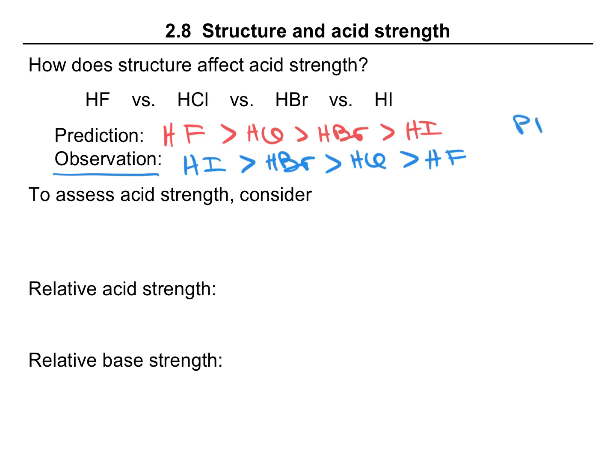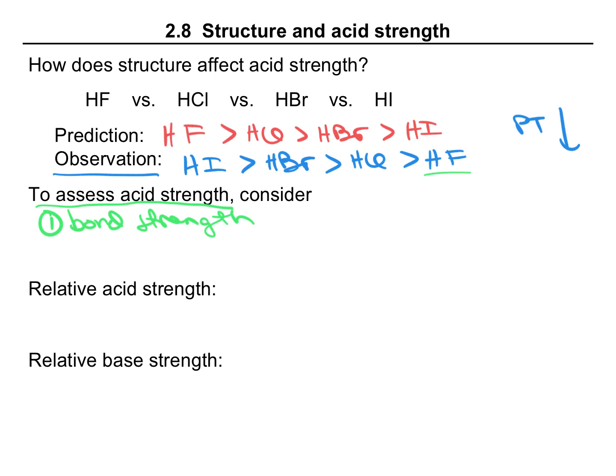Notice now we are comparing down the periodic table, and as we compare down the periodic table, we are not using differences in electronegativity. Instead, there are two ways we can think about this. So to assess acid strength as we are looking down the periodic table, one thing we can consider is bond strength. We want to compare the relative strength of the HI bond compared to HBr, compared to HCl, compared to HF. Whichever bond is the weakest is going to be the easiest to break.